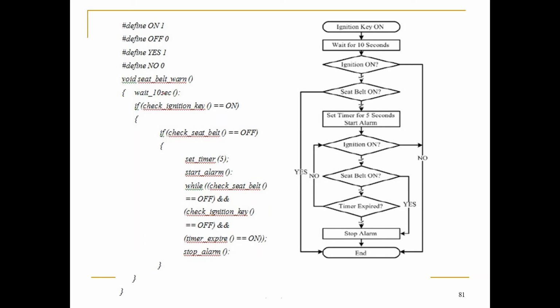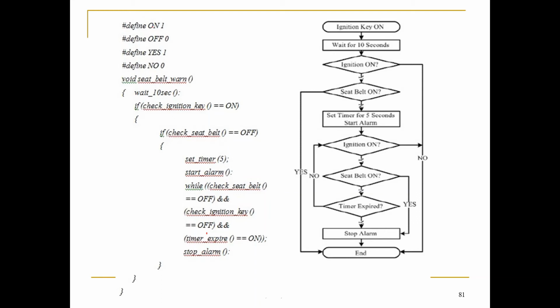First of all, wait for 10 seconds. During the waiting for 10 seconds, you need to check whether the ignition key is on, and you need to check whether the seat belt is off. And if both the conditions are true, you need to set the timer and start the alarm. When you are starting the alarm, you need to keep on checking whether the seat belt is off, whether the ignition key is on, and check the timer is on. Suppose if any one of these conditions doesn't get satisfied, if any one of these is not true here, then you should stop the alarm.